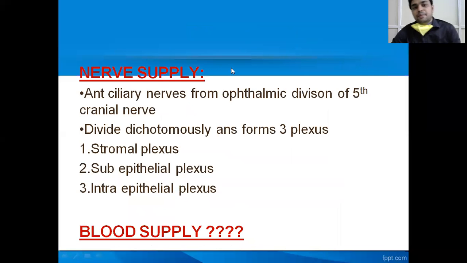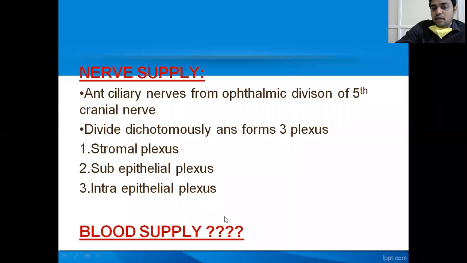So nerve supply: the anterior ciliary nerve from the ophthalmic division of the fifth cranial nerve, that is the trigeminal nerve. This anterior ciliary nerve enters the cornea, and it is divided into 3 nerve plexus. The 3 nerve plexus are the stromal plexus, subepithelial plexus, and intraepithelial plexus. So basically, the ophthalmic division of the 5th cranial nerve supplies the cornea. So what is the blood supply? As I told earlier, the cornea is an avascular structure. So there is no blood supply to the cornea.